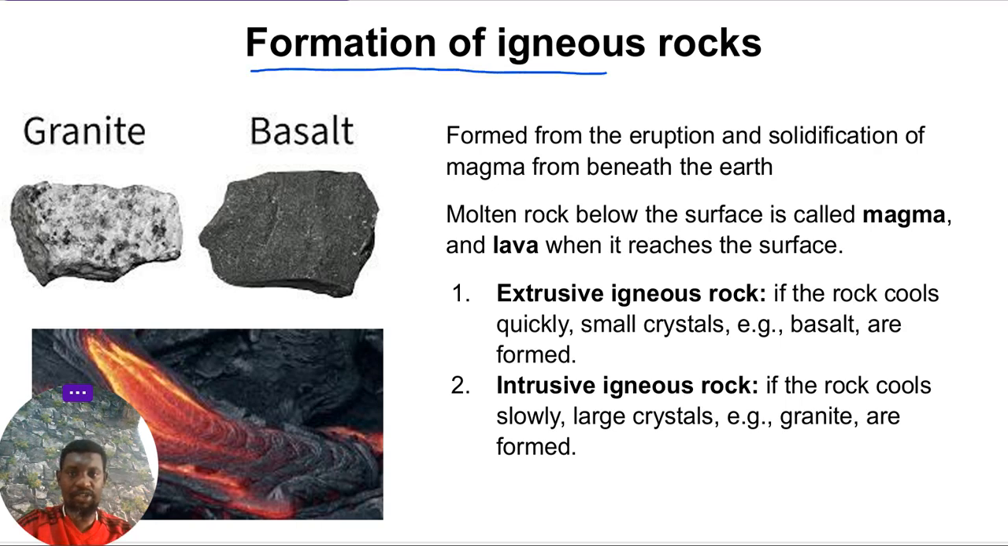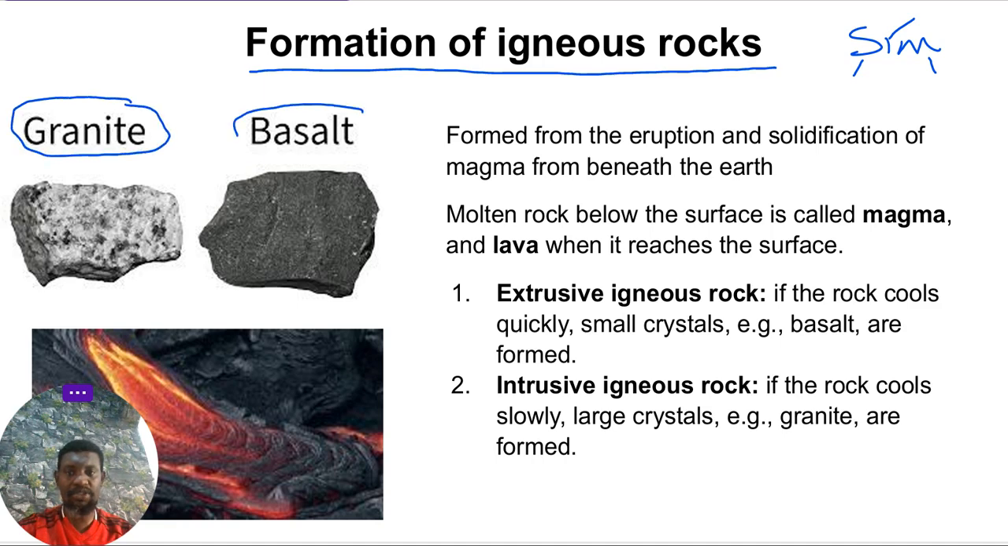Now, formation of igneous rocks. Remember, there are three types of rocks, which I call the SIM. So you can use your SIM card to remember it. So S is for sedimentary, I for igneous, and M is for metamorphic rocks. Now let's look at the formation of the igneous rocks. There are two major examples of igneous rock your syllabus expects you to know, which are the granite and also the basalt. You should be able to know these two.